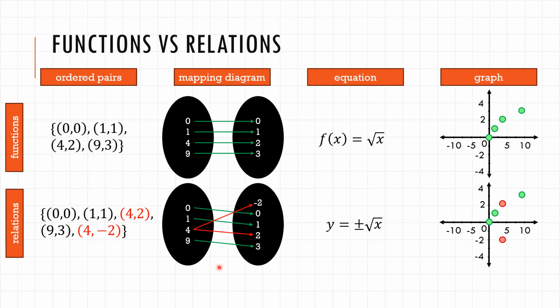The next one we'll look at is a mapping diagram, which takes these as the inputs and gives you all of the possible outputs. So if you input 0, the output is 0. And that's exactly what this says as well.